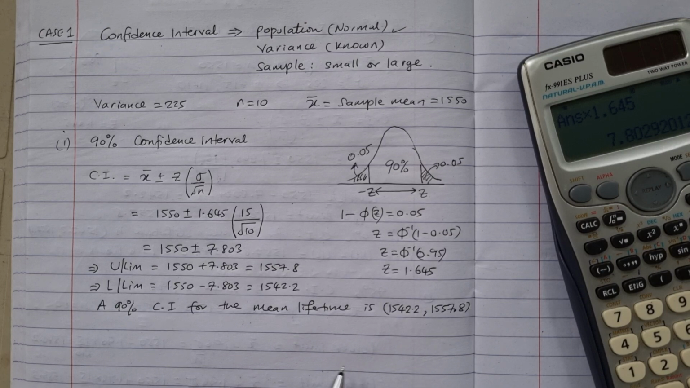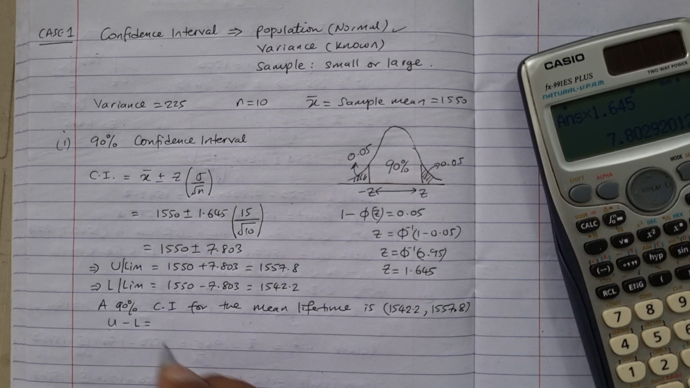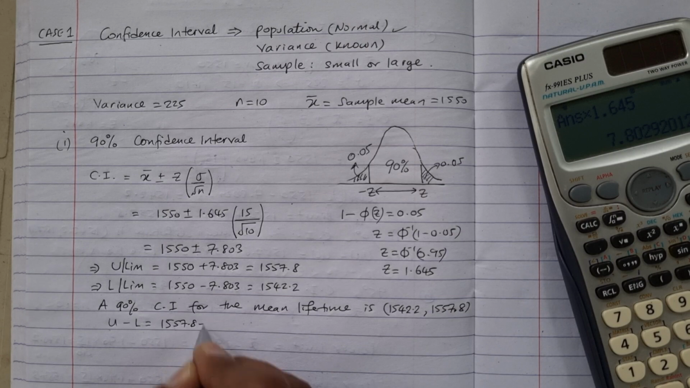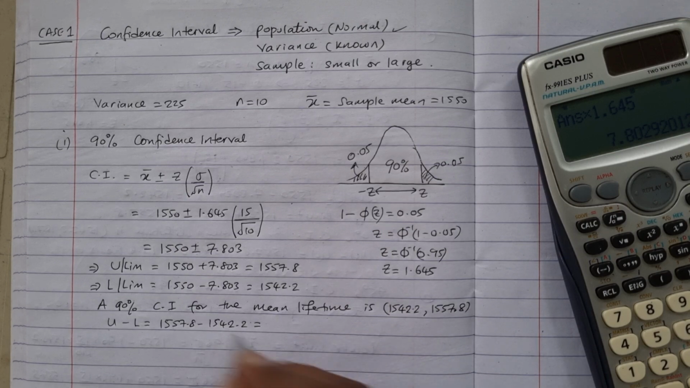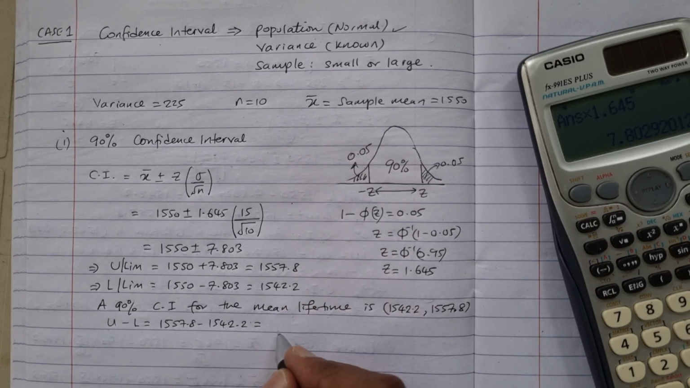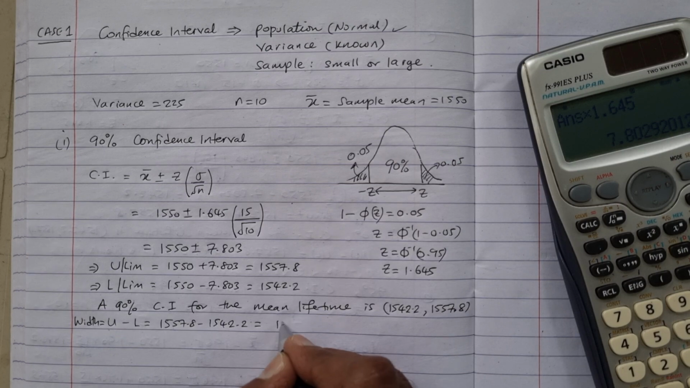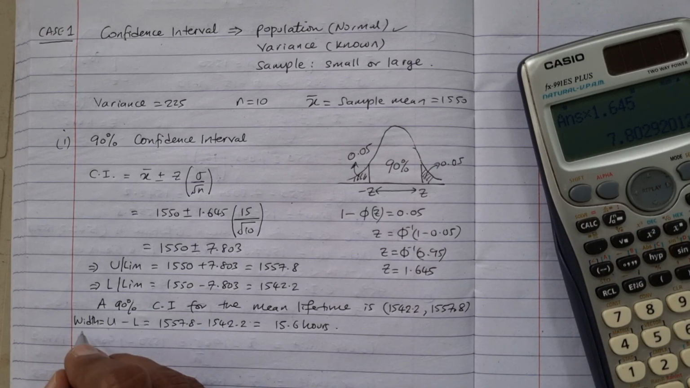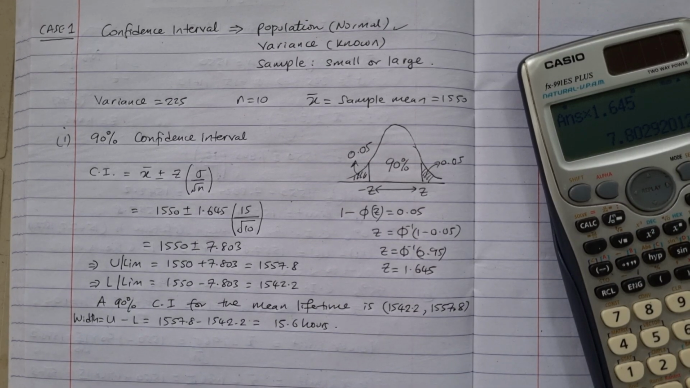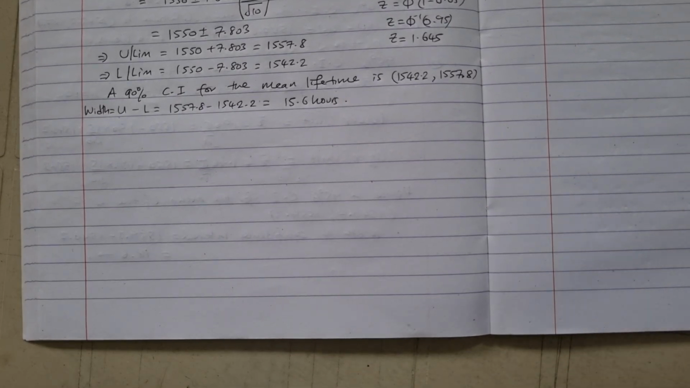Now if I want to find the width, basically the width is this. So what I do, I take the upper limit minus the lower limit. So upper minus lower is equal to 1557.8 minus 1542.2. So the length, or the width, of this is going to be equal to 15.6 hours. So basically this is the width of the confidence interval. I'm sure you get that. Now the second part of the question, let's take a look how we can do this. Nothing difficult there.